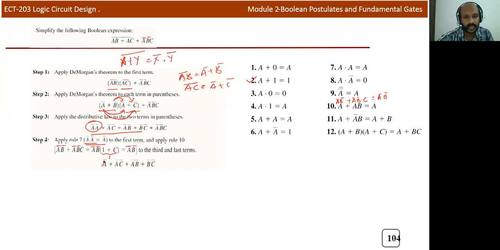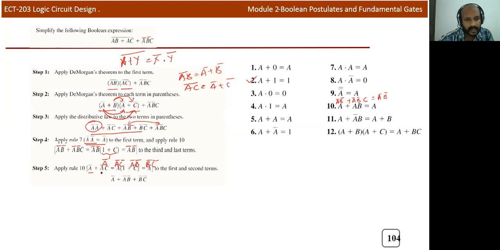So you write a bar here plus a bar c bar, then a bar b bar, and finally b bar c bar. Okay, you're grouping these two terms here. Now we'll get a simplified one. Again, we can apply the rule here.